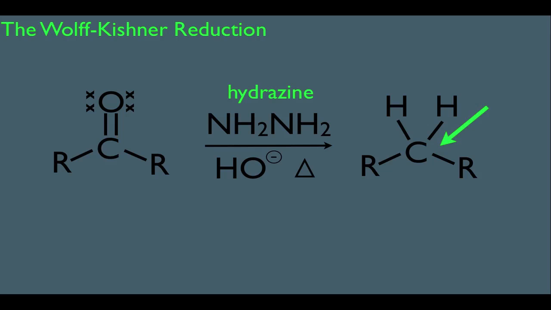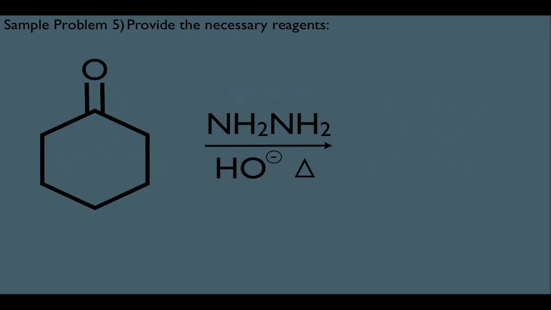In fact, let's learn our quick product method first. Let's look at this sample problem. Provide the necessary reagents. Your thought process would be, well, that's a ketone there, cyclohexanone. We're reacting with NH2NH2, which is hydrazine, but with base and heat, that makes you think Wolff-Kishner reduction. So that means you're going to wipe out that carbonyl and turn it simply into a CH2. So our product is simply cyclohexane.